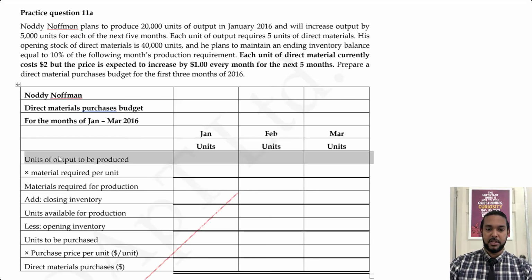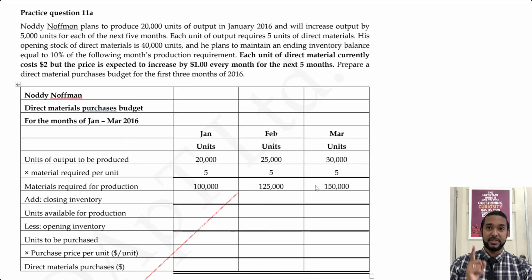So let's start with the number of units of output to be produced. That's 20,000 units of output, and then we're going to increment that by 5,000 per month. So 20 plus 5 is 25 for February, and 25 plus 5 is 30 for March. Now, each unit of output requires 5 units of direct material. So we're going to put the 5 there, and then multiply going down. That's going to give us 20 by 5 is 100,000 for Jan. 25 by 5 is 125 for February, and 30 by 5 is 150 for March.